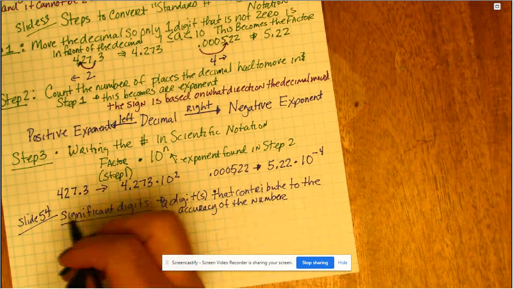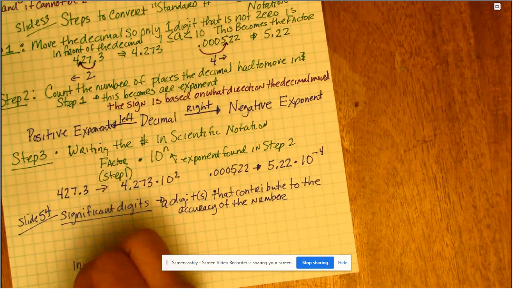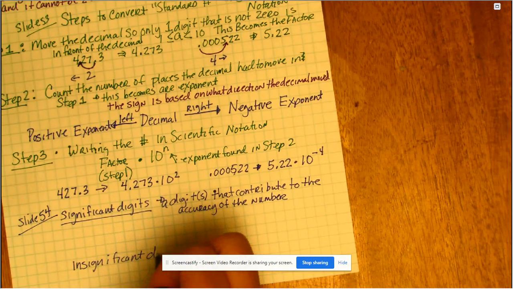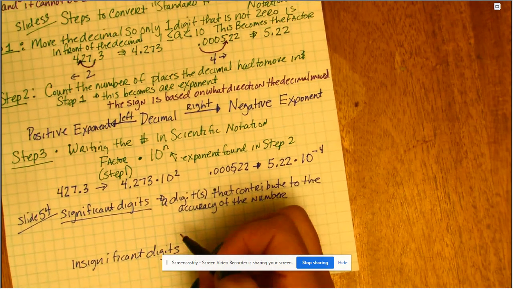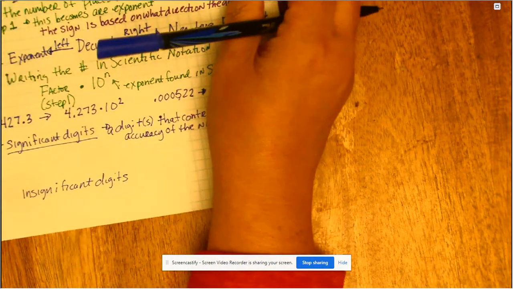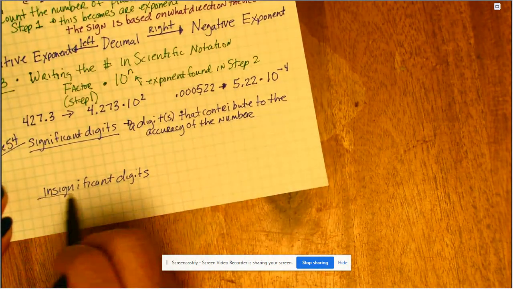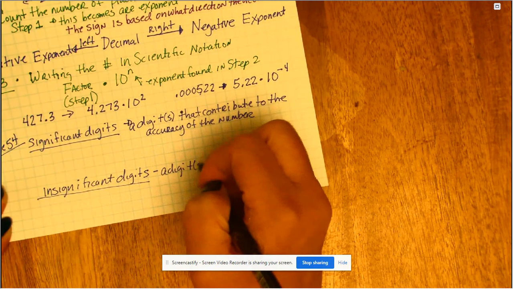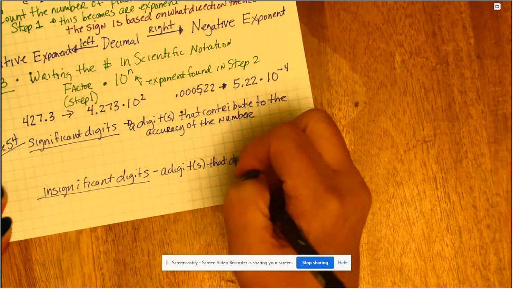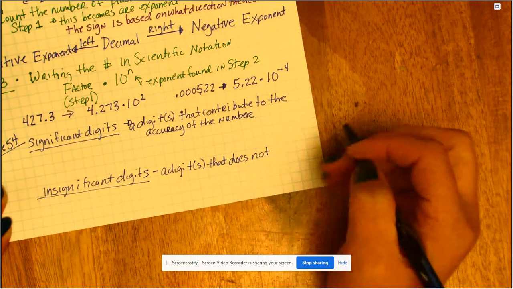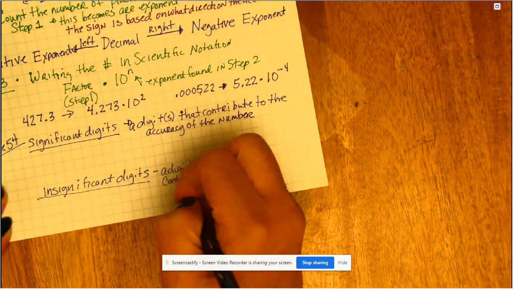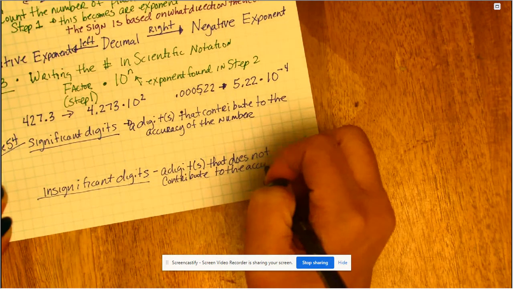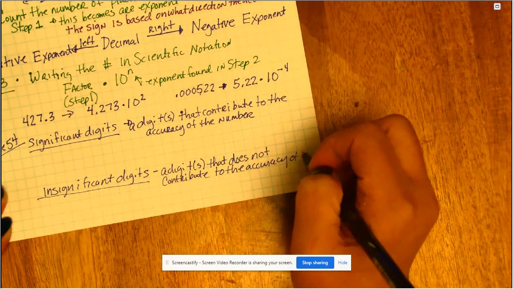So insignificant digits are a digit or digits that do not contribute to the accuracy of the number.